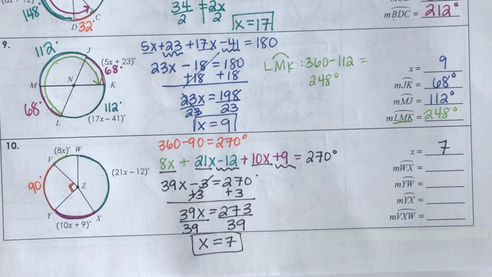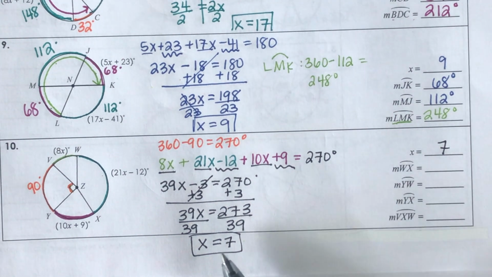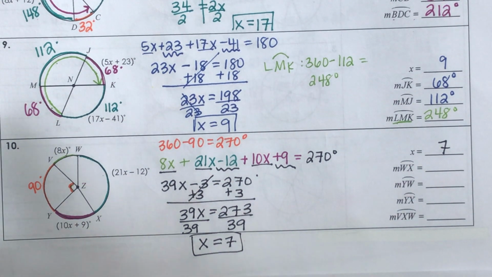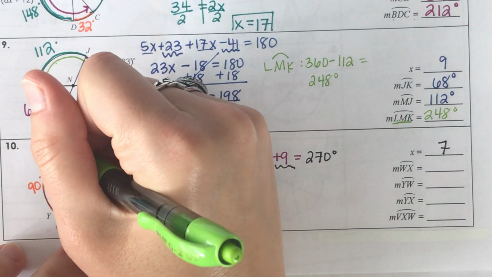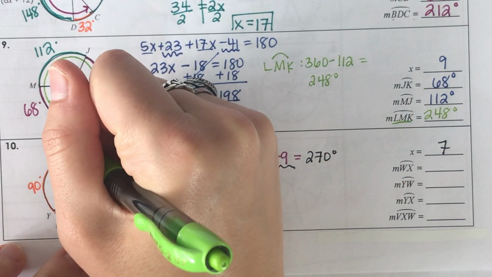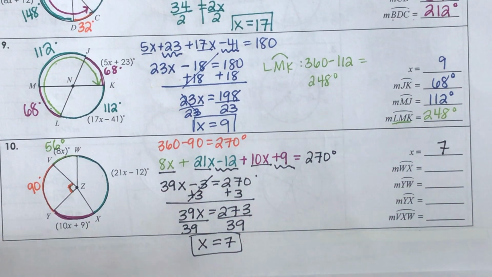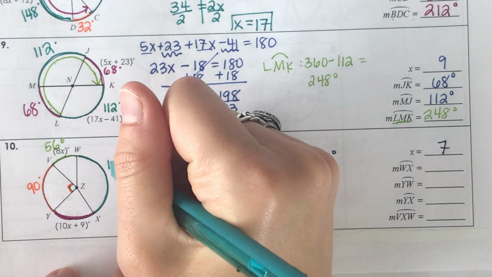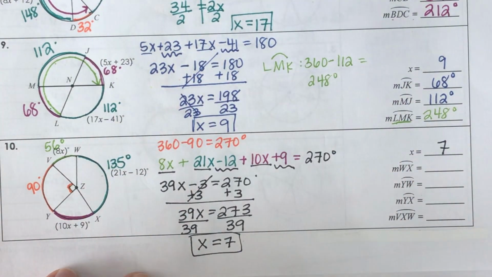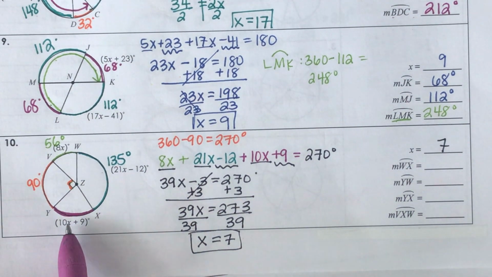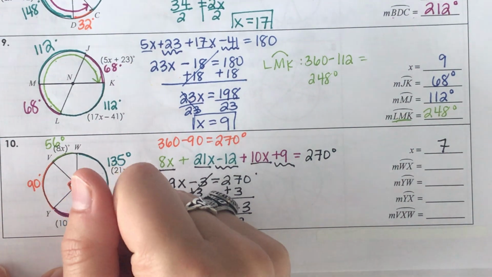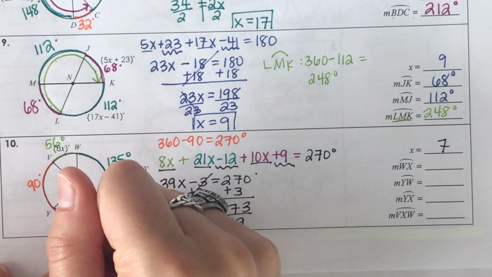Now, you already know the x. I would take that x and I would plug it in to every single one of those, okay? So if I plug in a 7 over here, 8 times 7 is going to give me 56 degrees in the green. In the blue, if I plug it in, I get 21 times 7 minus 12, I get 135 degrees. And then the last one's in the pink. 10 times 7 is 70, plus 9 is 79 degrees.